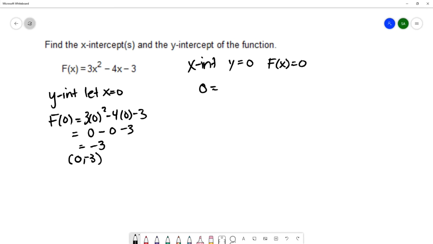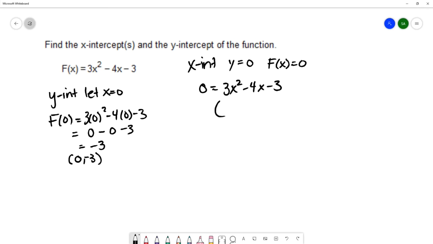That will give 0 equals 3x squared minus 4x minus 3. And we want to solve this quadratic equation. Now, initially, I always try to solve quadratic equations by factoring.